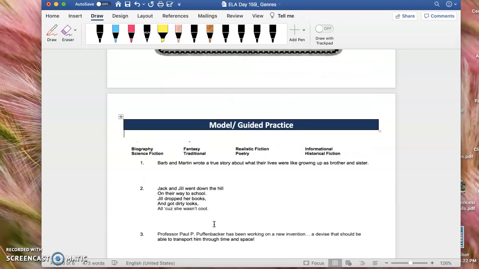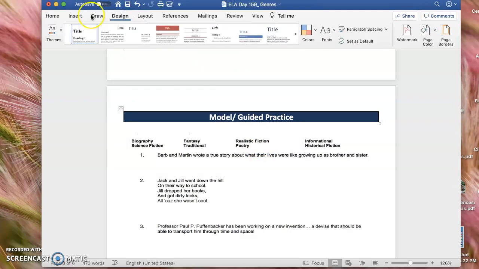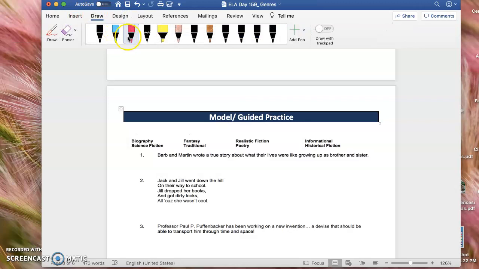This part is the model and the guided practice together because it's pretty long. We're going to read the short phrases or sentences, and then we're going to figure out which one of these elements are the genre that we see. Okay? So if you don't know, just quietly follow along through, and we're going to do it together. So let's go to number 1. It says, and let's go ahead and use another color.